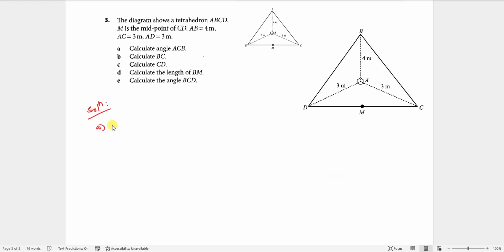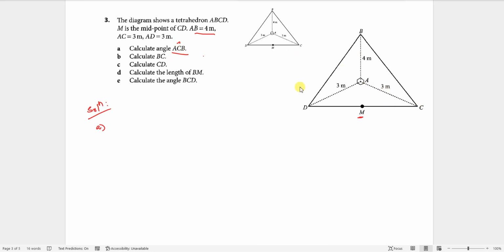Okay, starting with question 3, as you can see the diagram here. The diagram shows a tetrahedron ABCD. M is the midpoint of the line CD, and AB equals to 4 meter. AC equals to 3 meter, and AD equals to 3 meter. Okay, great. Now, first question they asked, calculate the angle ACB. That means they are asking us to find angle C.